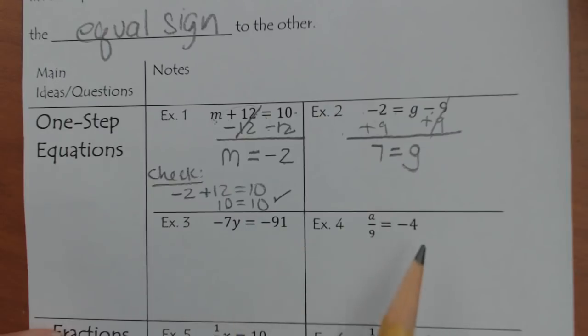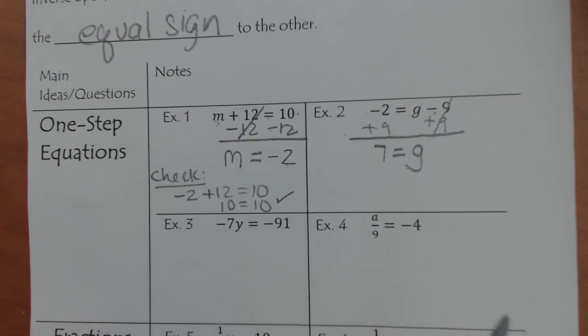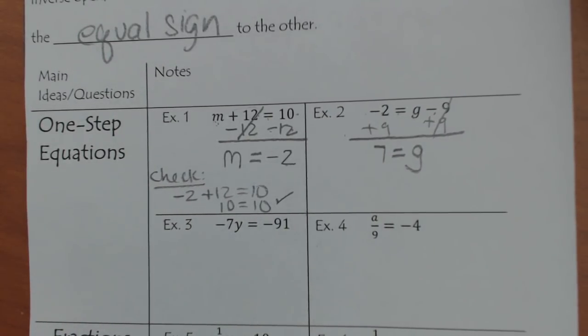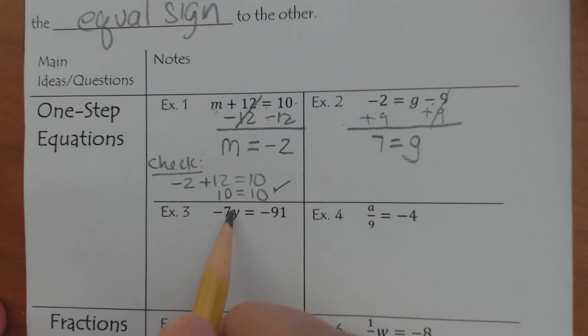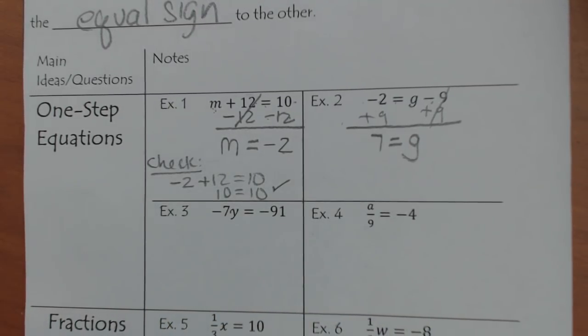Next, negative 7y equals negative 91. Now the negative 7 is linked to that y using multiplication. When you don't see a symbol in between here, that means multiplication. So they're just stuck together, like two pieces of bread. It's multiplication. So please try to remember that.